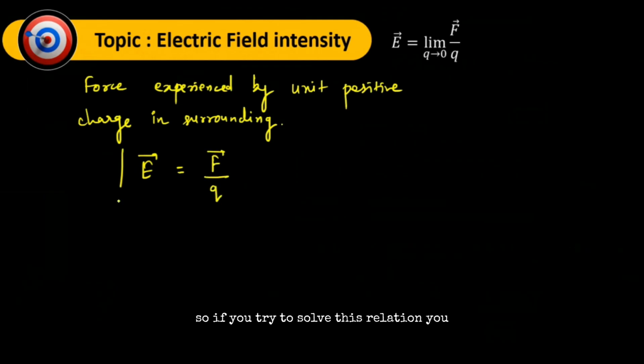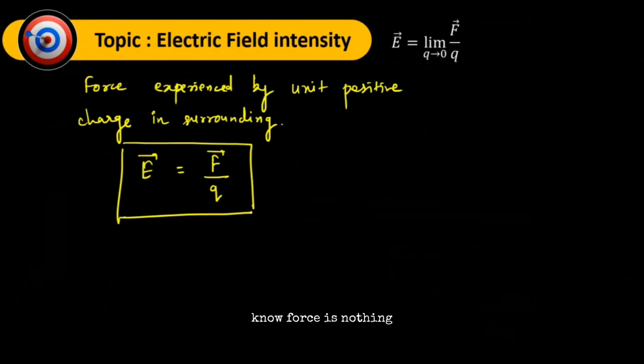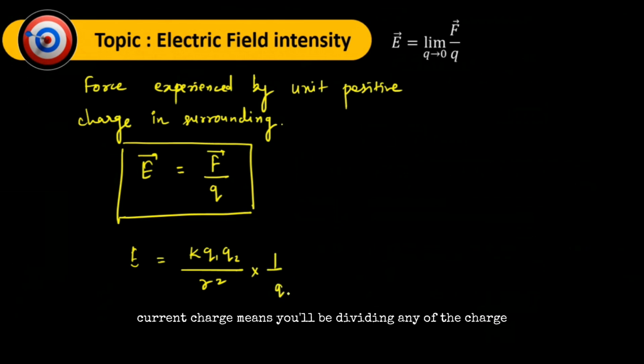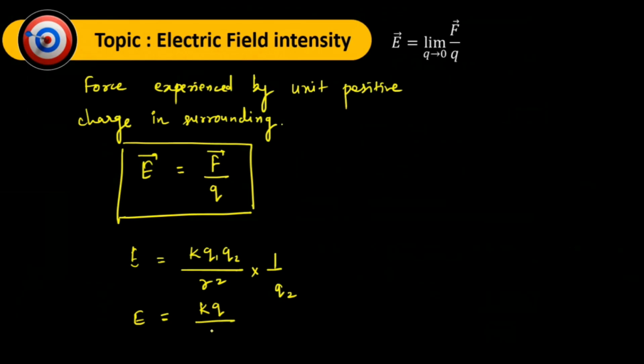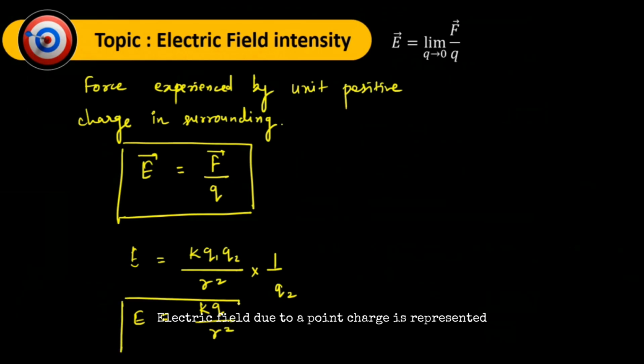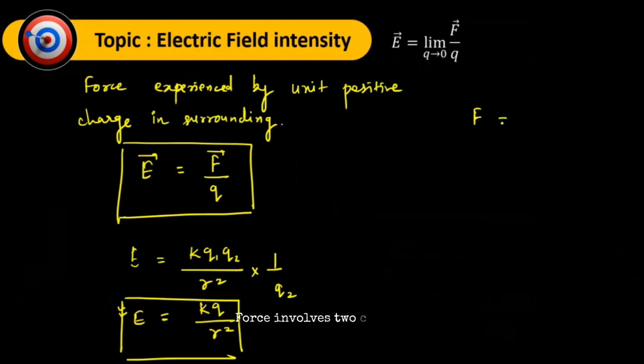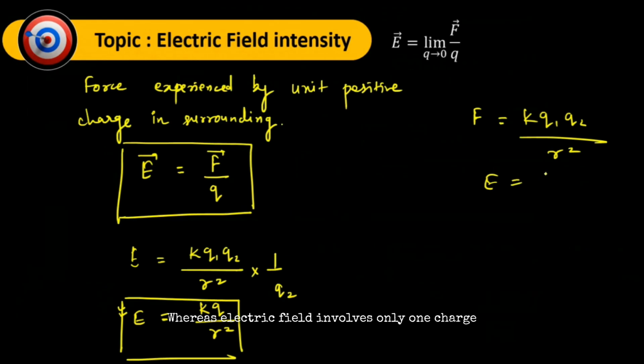If you try to solve this relation, force is nothing but kq1q2 by r square. Now, per unit charge means you'll be dividing by one of the charges in the given relation. Electric field due to a point charge is represented by kq by r square. Now this is the most important part: force involves two charges, whereas electric field involves only one charge.